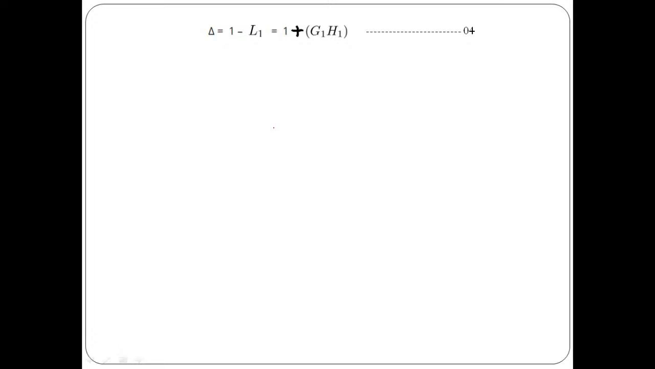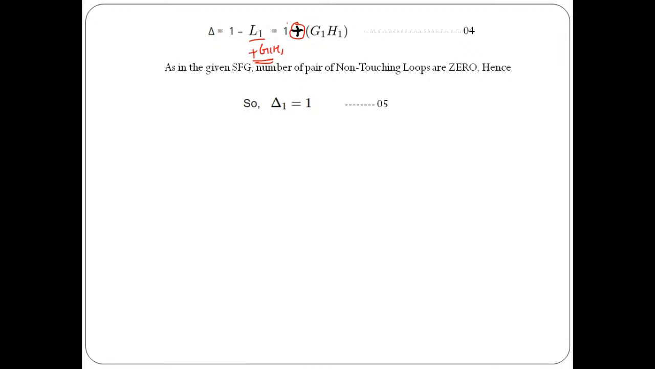So this minus minus will be a plus, because here L1 is minus G1 into H1, and in the formula again we have minus. So this minus minus will be plus. That's why here we have a plus sign. So delta is going to be 1 plus G1 into H1. The remaining portion is 0. Because the remaining portion is 0, delta 1 and delta 2 are going to be 1, because we have only one loop in the structure.